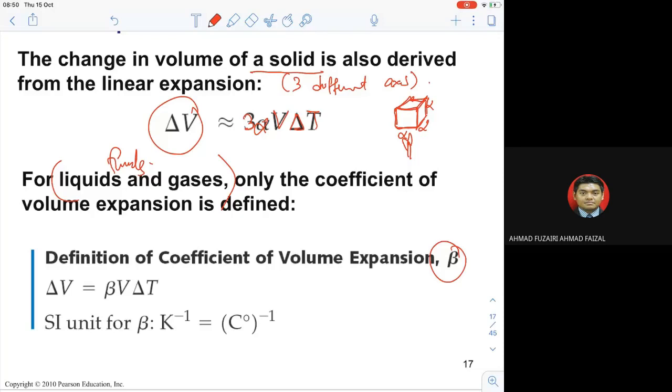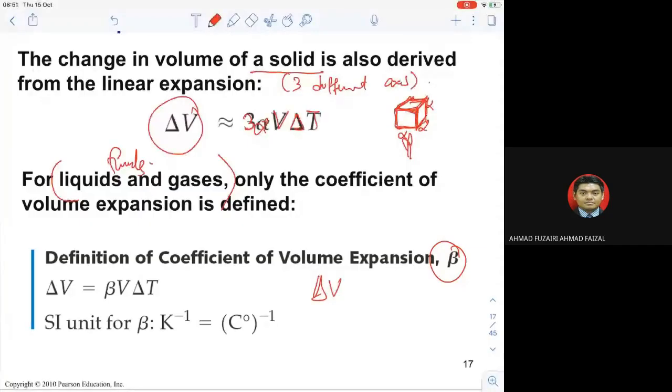So for the delta V, if you have a cube container, then you put water inside the container and you heat the box, of course the box will expand together with the water inside the container. The water inside will also expand. So in this part, we use beta V delta T. So for the delta V, there will be two parts: first the container, and second the volume of fluids, liquid and gases. So when you put fluid or gases inside a solid container, it will expand in two things: in terms of solid, and in terms of fluids.